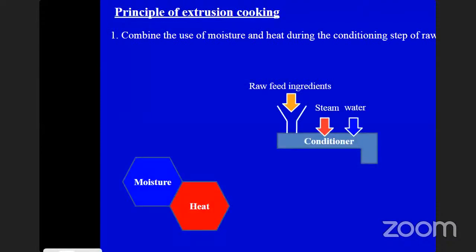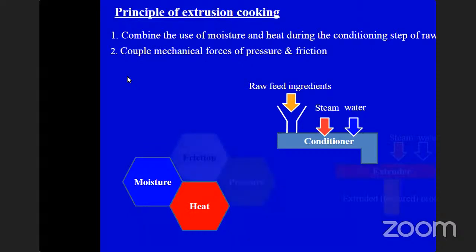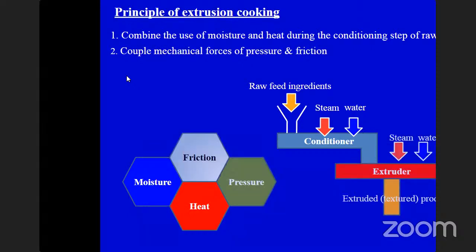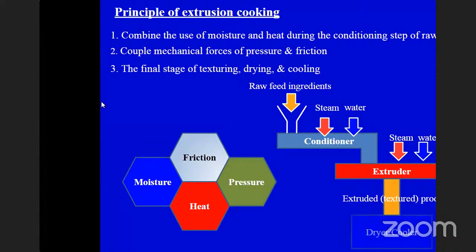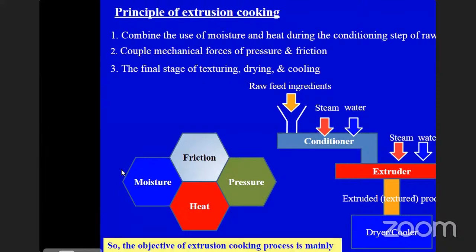The principle of extrusion cooking is based on combining the use of moisture and heat during the preconditioning step and of different ingredients, followed by applying mechanical forces or effects of pressure and friction to the food material. And finally, texturizing, drying, and cooling operations. So the aim of extrusion cooking is mainly cooking the raw material or food material, followed by swelling of the food.